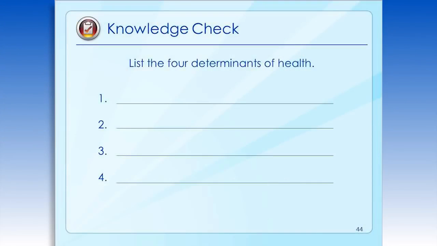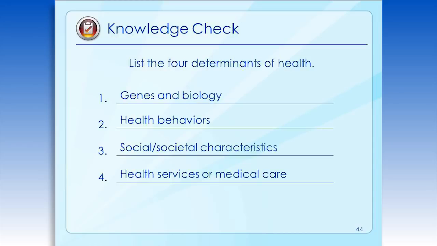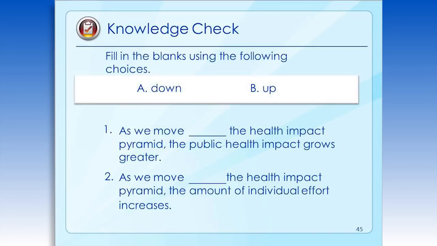So it's time for another knowledge check, and I'd like you to just list 4 determinants of health. And remember, it can be genes and biology, health behaviors, social, societal characteristics, and health services or medical care. In our last knowledge check of the course, just fill in the blanks using the 2 choices.